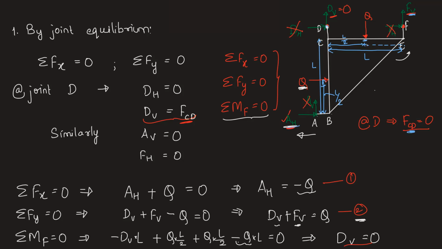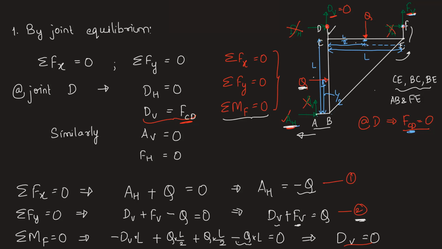Now apart from CD, we know that the members CE, BC, BE should be non-zero force members because these loads Q in the vertical and horizontal directions are directly acting on these members. Therefore, these members should be having some non-zero force in them. Also, member AB and member FE should also be non-zero force members because AH is non-zero as well as FV is non-zero.